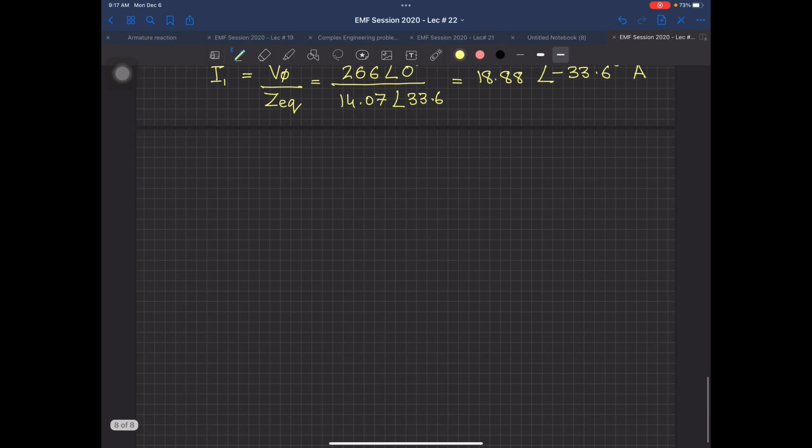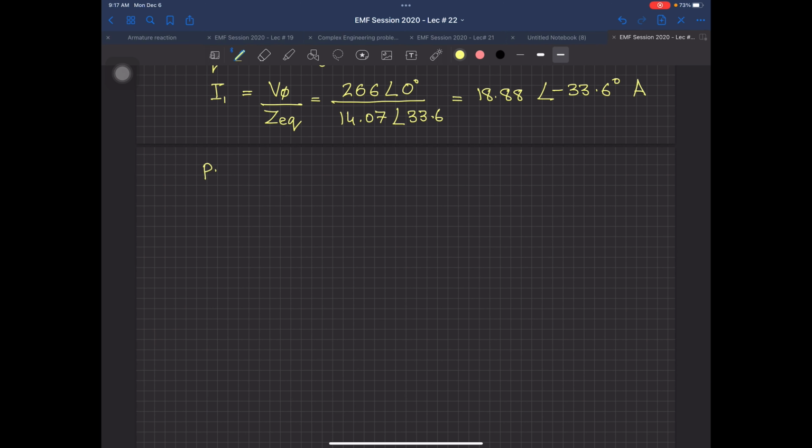Now based on this one, you can easily find out the power factor, and this power factor is going to be equal to cos of 33.6. जी please calculator, क्या आएगी value? Cos of 33.6, 0.83. So this is the power factor, no units for power factor, this is a unitless quantity.